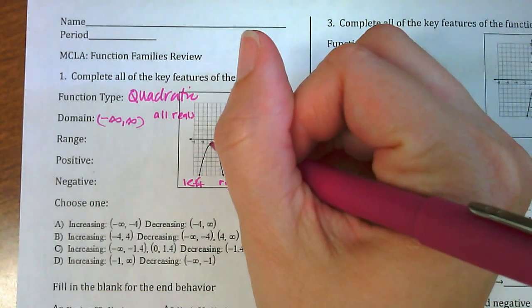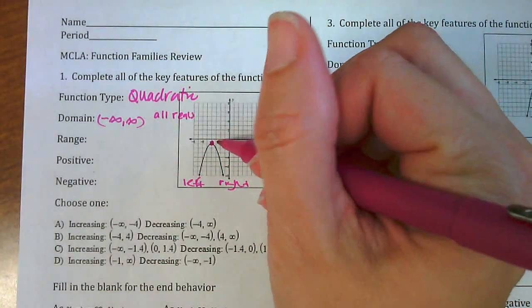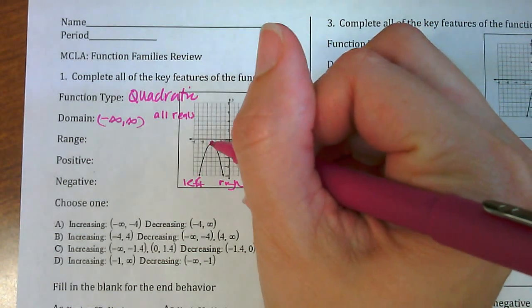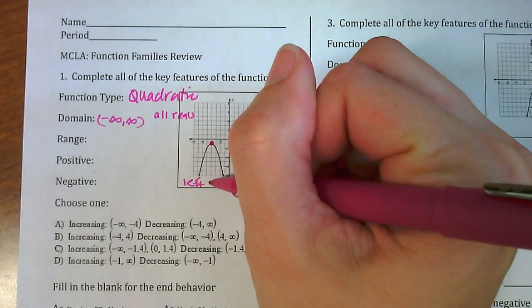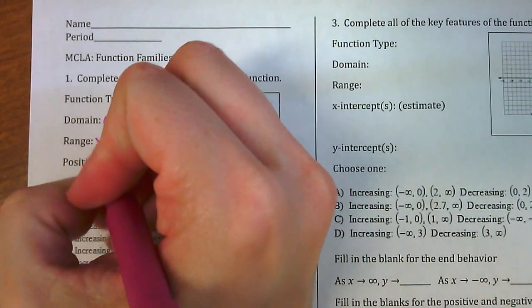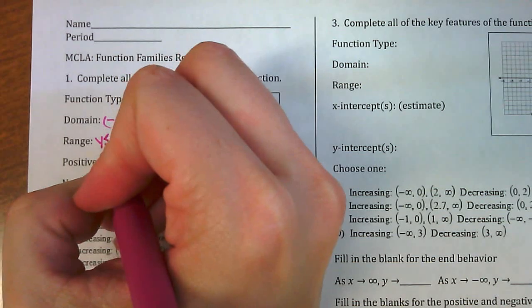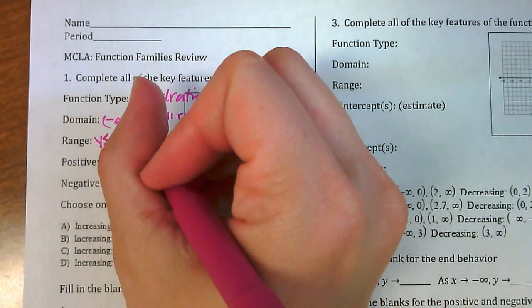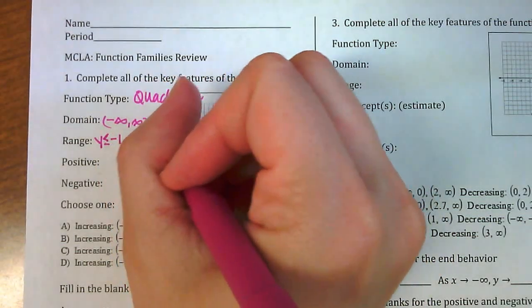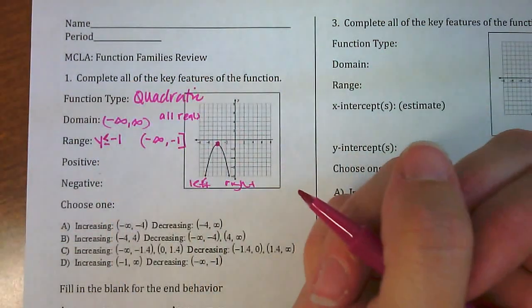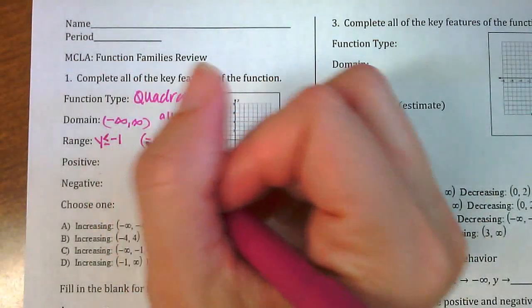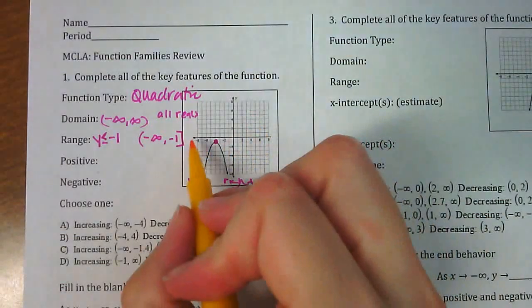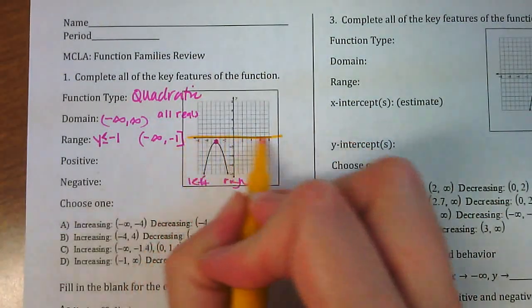This is the highest point on our graph. That point has a y value of -1. So the range is everything under -1. I can say that as y is less than or equal to -1, or I could say it is from -infinity to -1. Either way is acceptable. To decide if something is positive or negative, we focus on the x-axis.